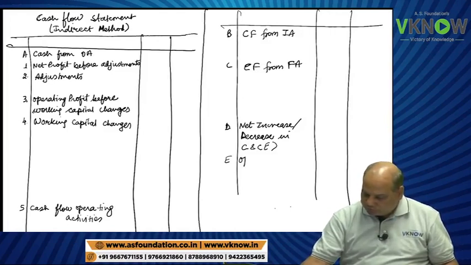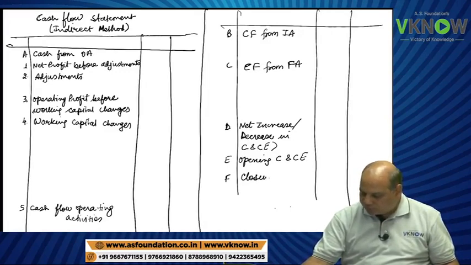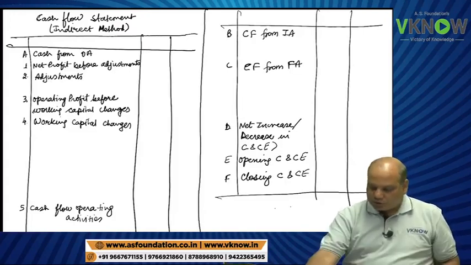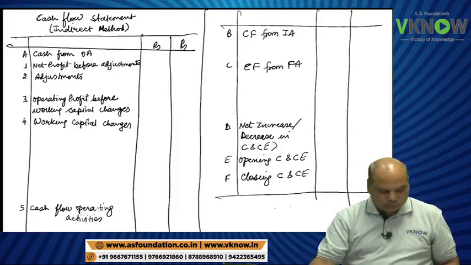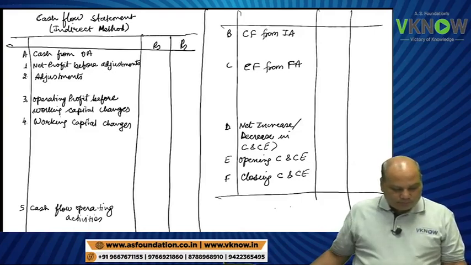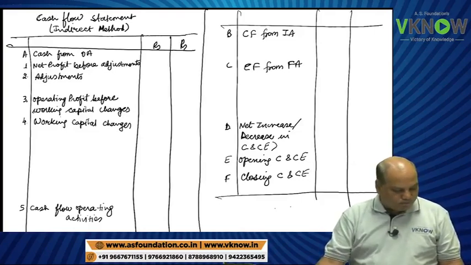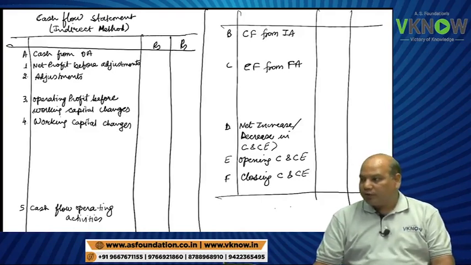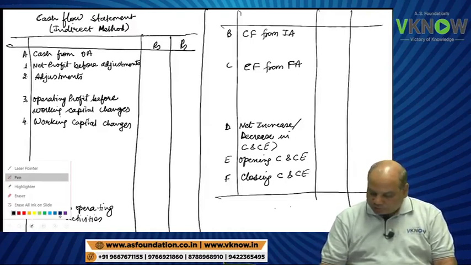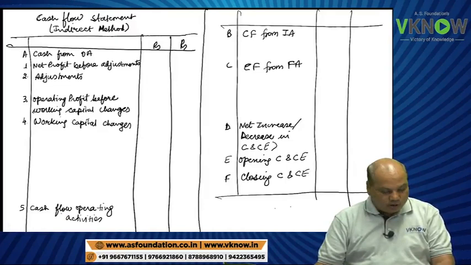Point number E, opening cash and cash equivalent. Point number F, closing cash and cash equivalent. So this is the format. Let us start. Let us start together. All of you have drawn the format.